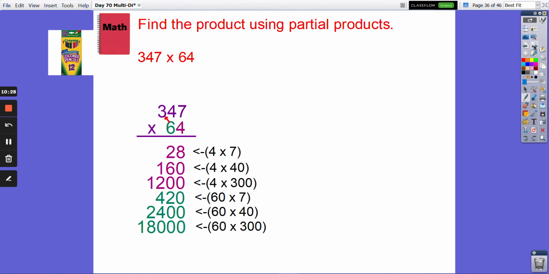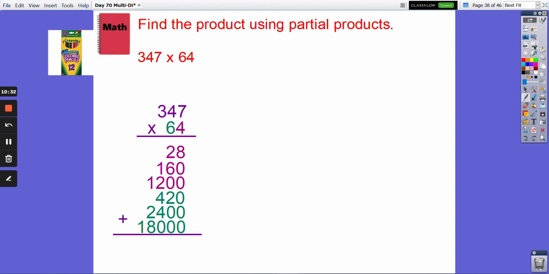Okay, let's go ahead and add all of these numbers up together to get our final product. 8 plus nothing gives me 8. And it's very important that these are all lined up. 2 plus 6 is 8, plus 2 is 10.